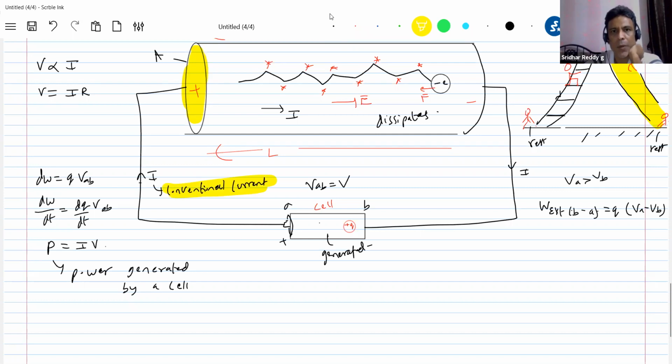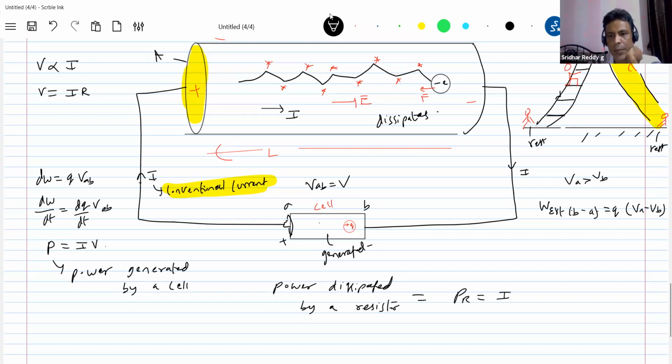And then what is the power dissipated by the conductor? Power dissipated by a resistor, PR, is equal to I square R, or according to Ohm's law, V square by R. Don't write V into I. V into I is mathematically correct, but theoretically, what we have to say is: power generated by the cell is the current flowing through the cell into the potential difference across it.